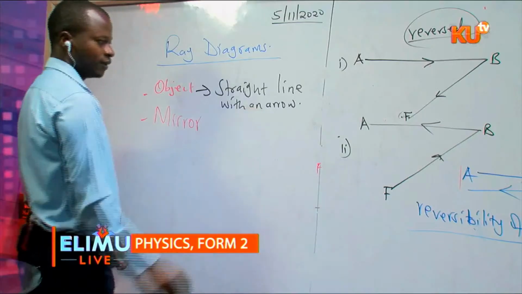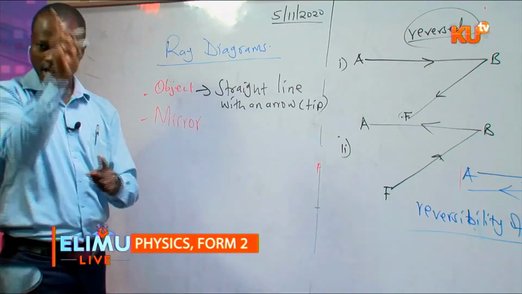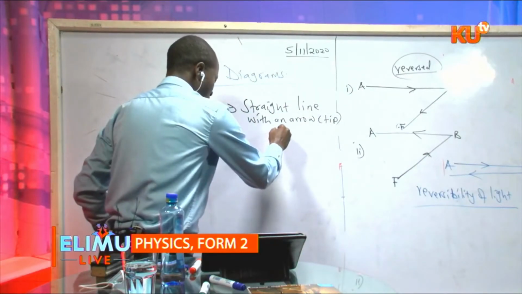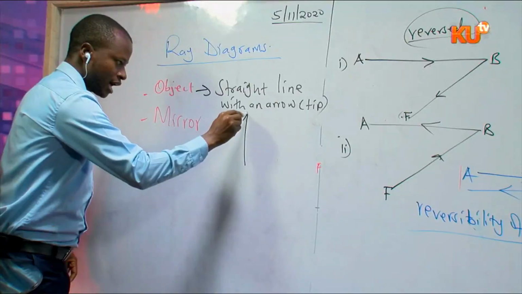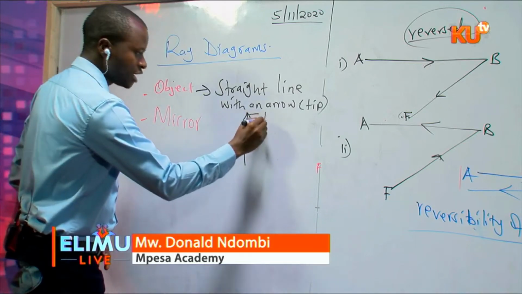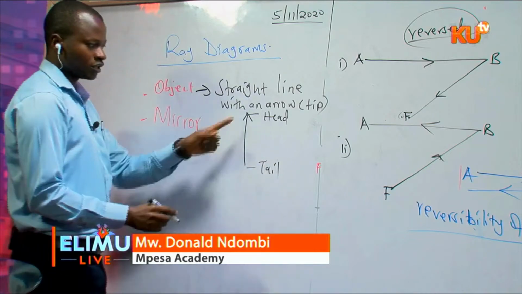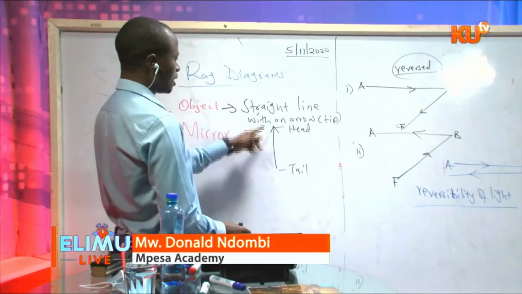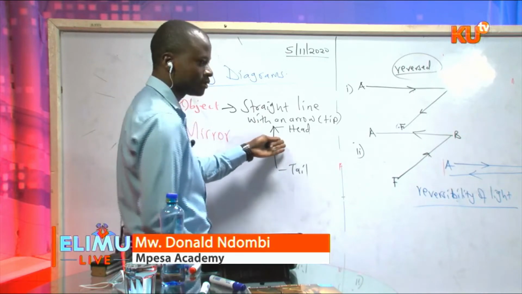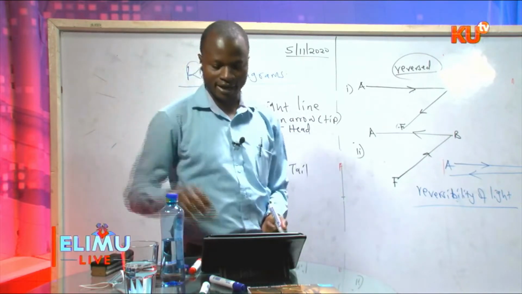What do you think the arrow is for? The arrow shows the tip or the head. If it is someone, the arrow will be meaning the head of the person. So if you see a line like this with an arrow, this means this is the object. That is an object. So this is the head of that object. This is the tail. So if this is someone, head and legs, that is someone in a mirror. We cannot draw the whole person and say we are drawing a ray diagram. That's why it's called a ray diagram.